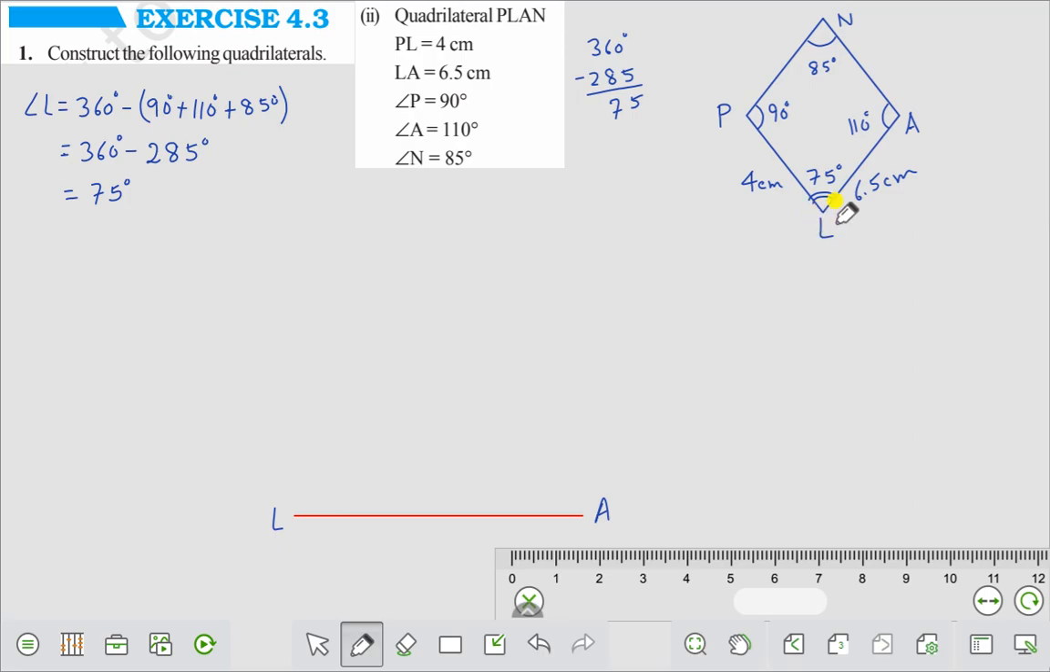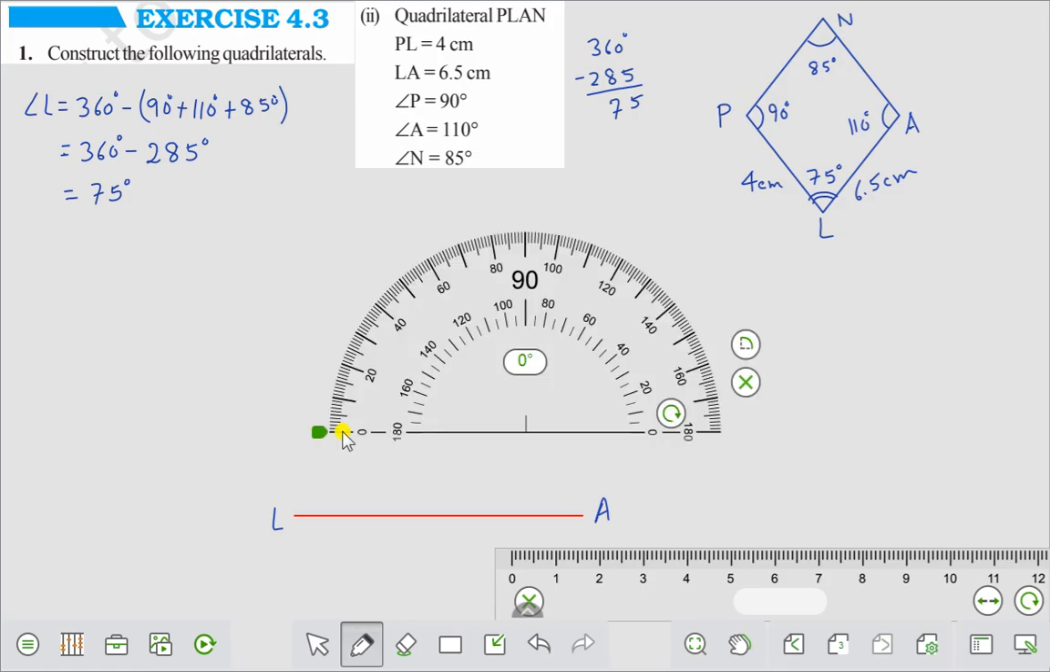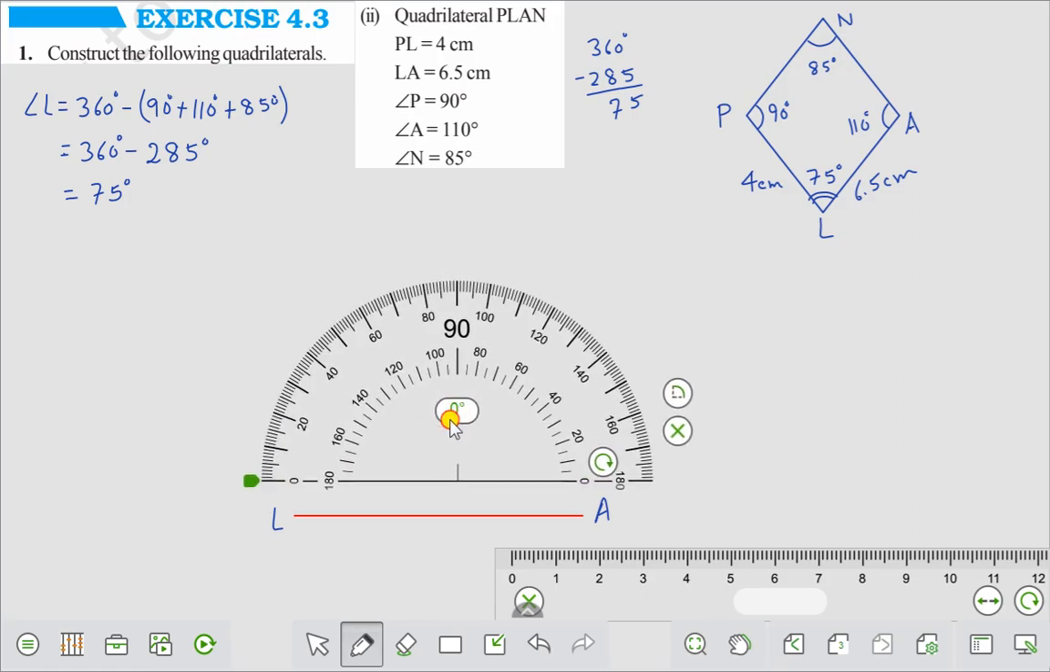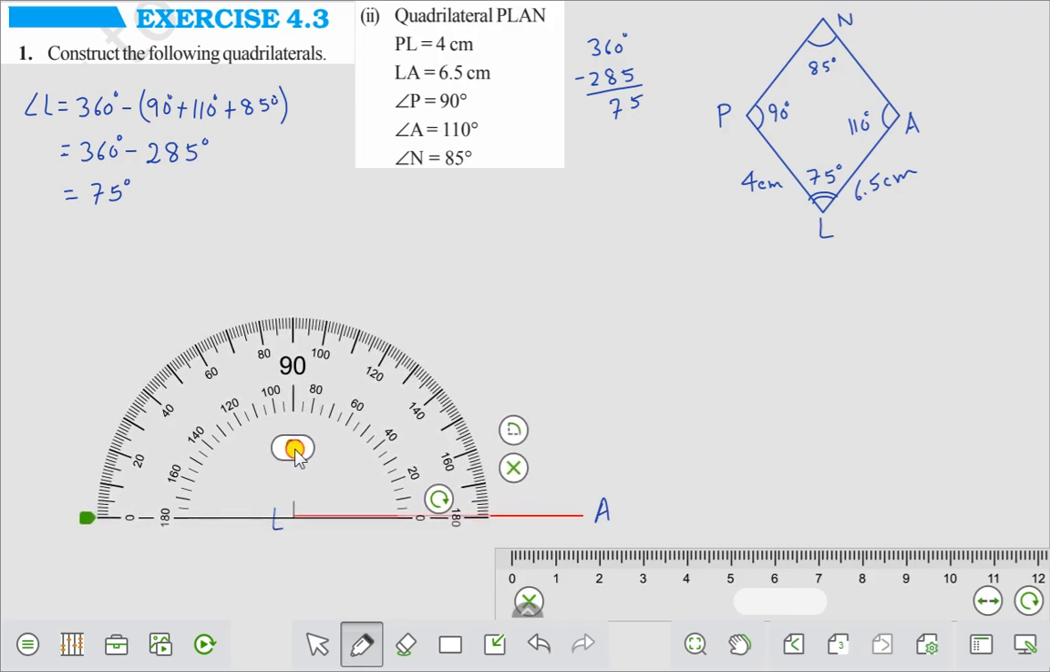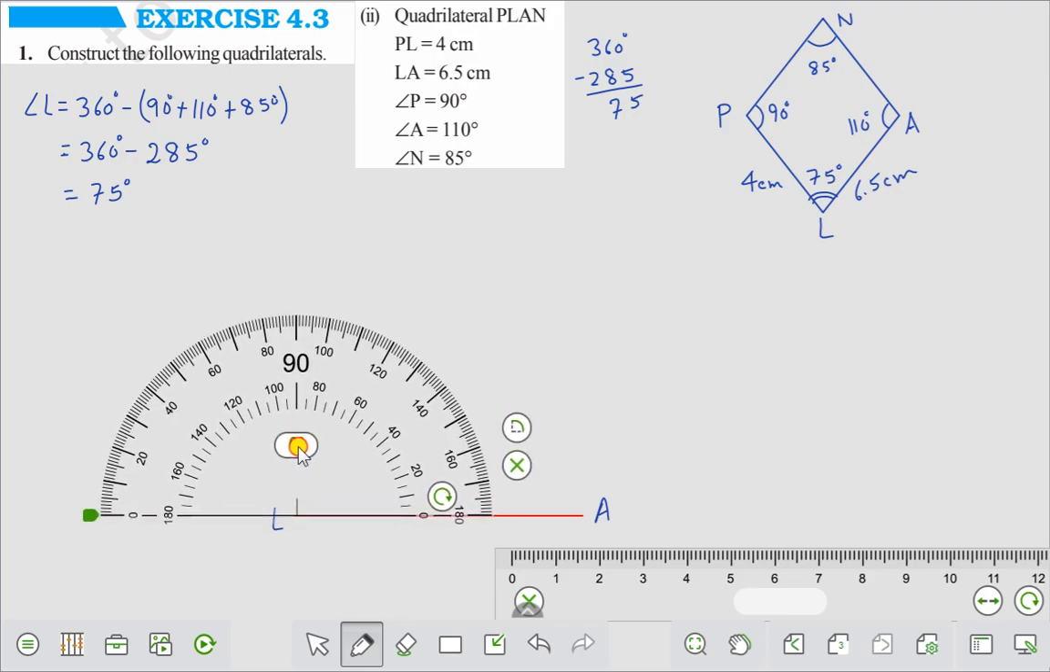Right? At point L, make an angle of 75 degree. With the help of protractor, we will make an angle of 75 degree at point L. Take the protractor. Here you see, 75 degrees here, 20, 40, 60, this is 70, this is 75.